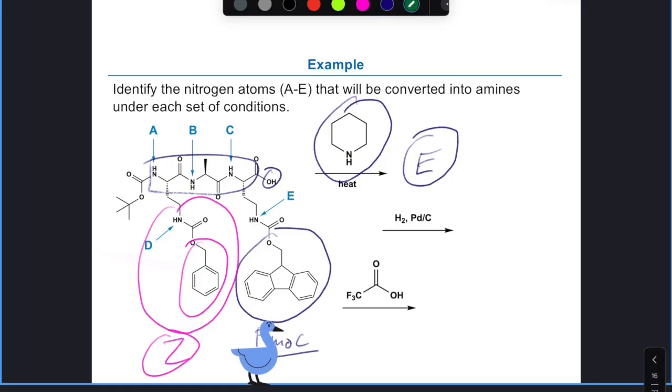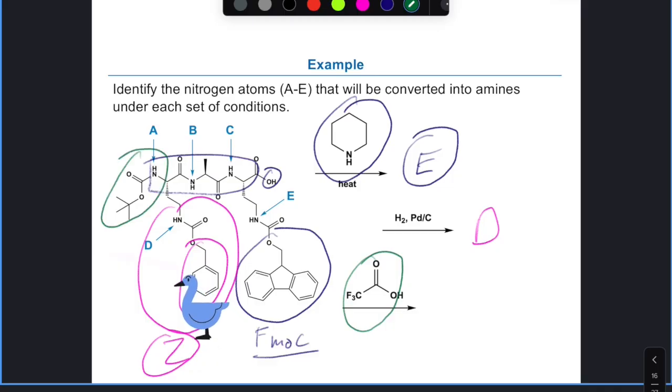Yes, you will open up D. Last one. If you use this guy, what's that thing called? CF3, blah, blah, blah. That's called TFA. That's a strong acid. TFA opens which one? A, B, C, D, or E? It opens up A. Yeah, A. So those are your 3 carbamates.